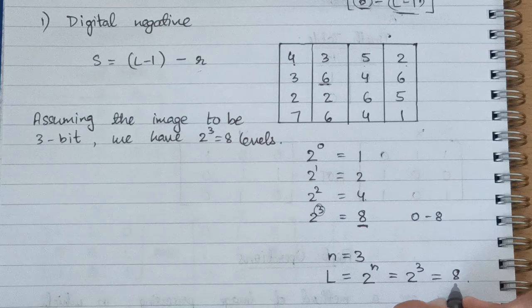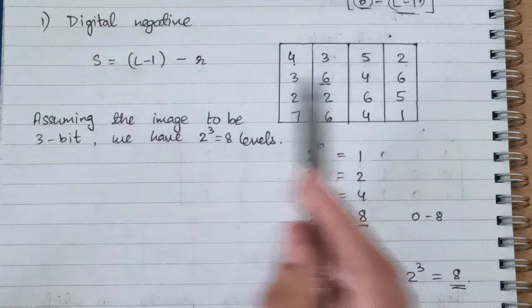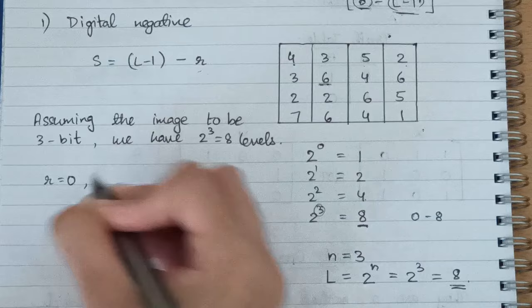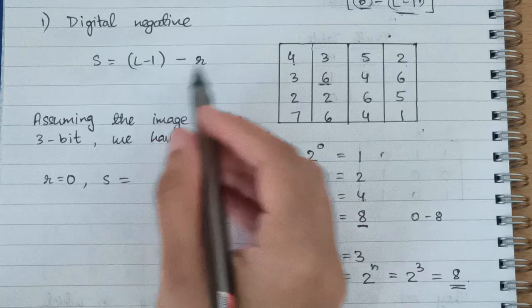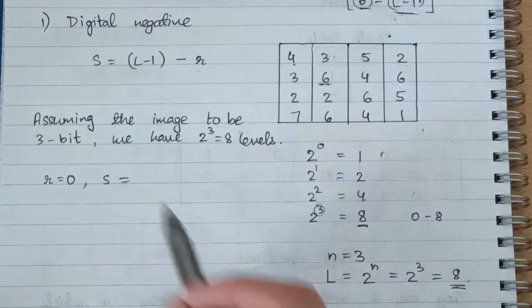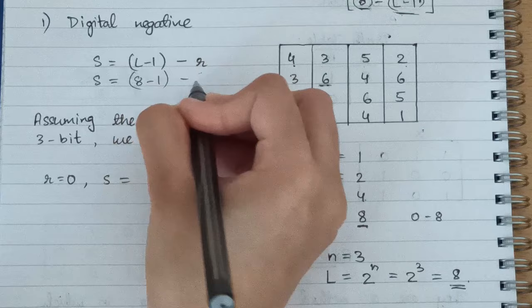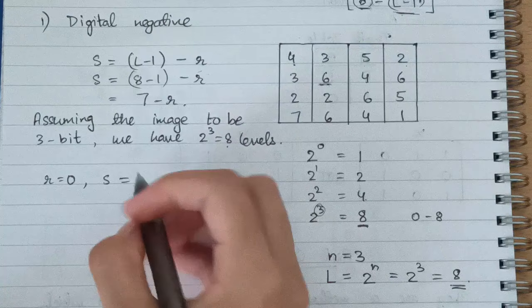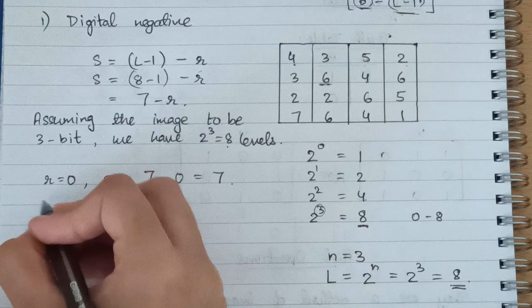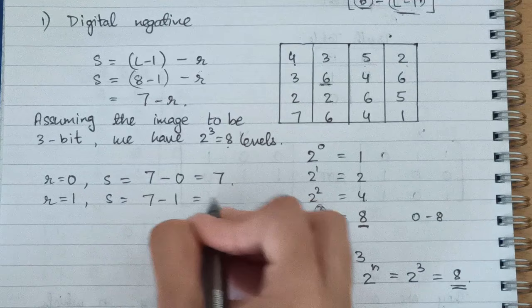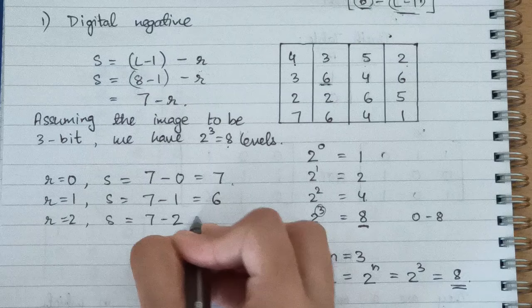Okay, so once we do this, now how do we calculate the output image? See, if we take R equal to 0, then the S value would be L minus 1 minus R. So L minus 1 minus 0, which is L minus 1. Now let's make this easier for us to calculate. We got L as 8, right? So we'll do 8 minus 1 minus R, or 7 minus R. So once we do this, we'll get 7 minus 0, which is 7. When R is 1, we'll get 7 minus 1, which is 6. When R is 2, we'll get 7 minus 2, 5.